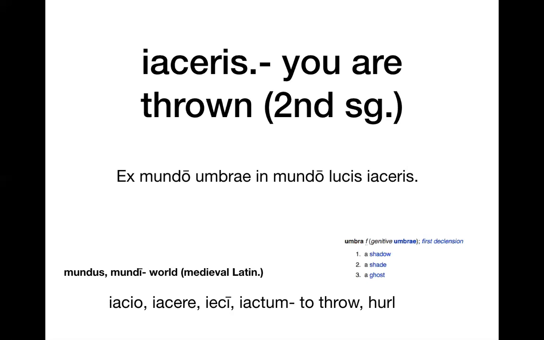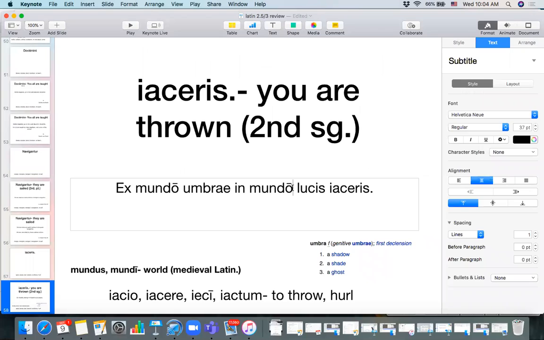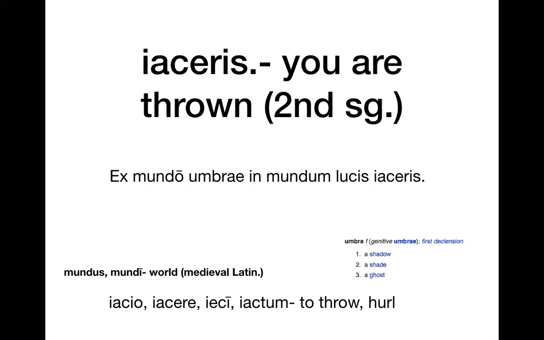Just like with all the plural ones, are is the helping verb we use for second singular. So it goes from am to are to is, and then are. So you are thrown ex mundō umbrae and mundum lūcis. Wait, how about, I want it to be this. I don't think we've seen mundus, but in medieval Latin they start using that word to mean world. And umbra means shadow. So an umbrella is like a little shadow that you hold over your head. Umbra can sometimes mean ghost. Let's translate it as shadow here. So what would this be? Iacāris ex mundō umbrae in mundum lūcis.